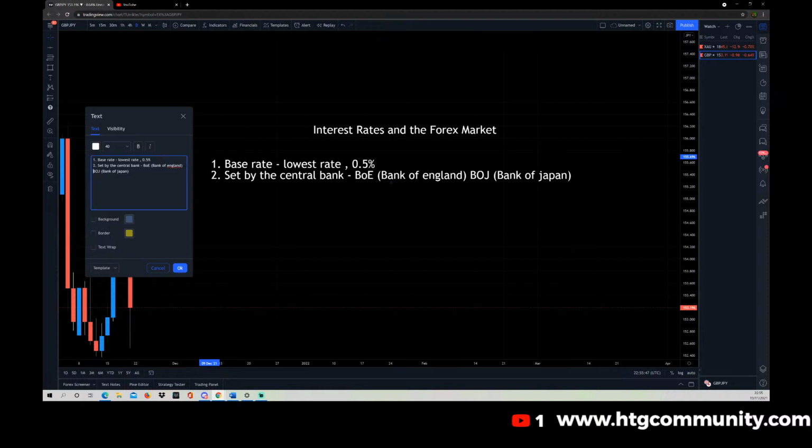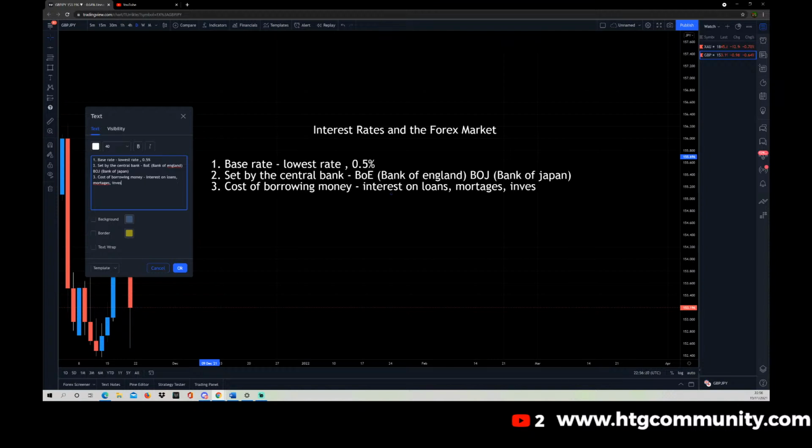And getting more into what actually is the base rate, what is the interest rate? In definition, it is the cost of borrowing money. So to put it simply, what is borrowing money? Well, that is your loans, your interest on loans, mortgages, right?